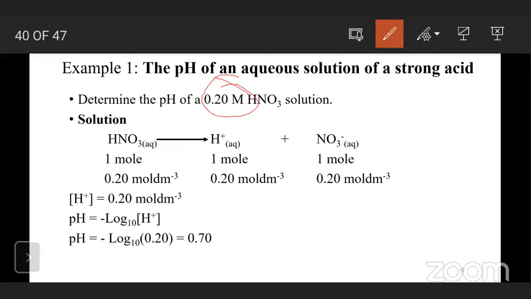We'll consider 2 examples very briefly. So look at this equation. HNO3 gives us 1 mole of hydrogen ion and 1 mole of NO3 ion, that is the anion. From this expression, what is the number of moles of the HNO3? 1. You can see that from this expression. So 1 mole of HNO3 releases 1 mole of hydrogen ion and also 1 mole of NO3 ion.